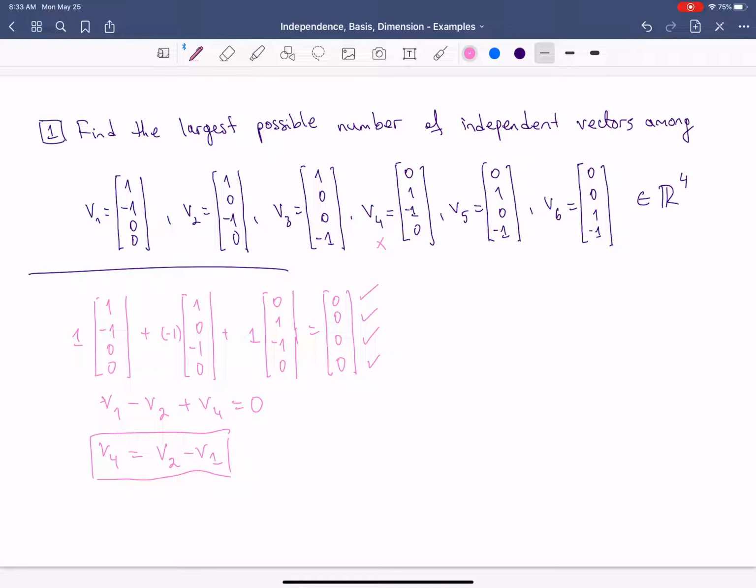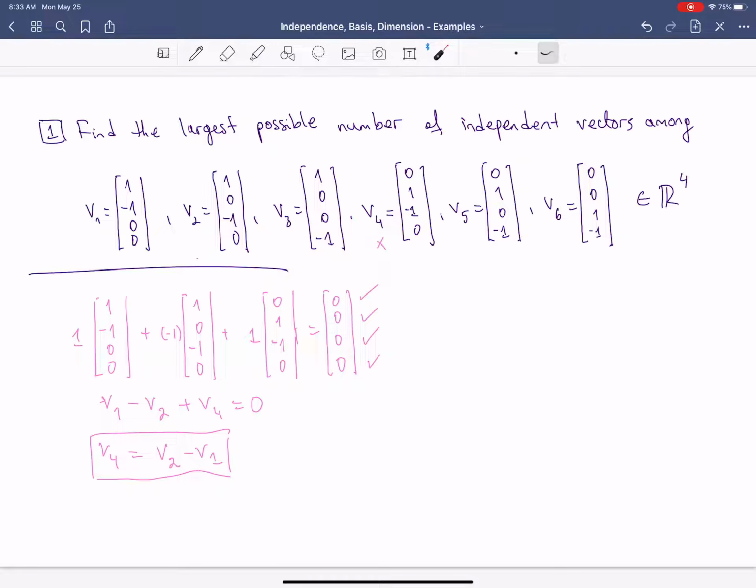All right, now let's consider V5 with a similar idea. No point in looking at V2. Why? Because V5 has a 0 in the first component, whereas V2, well, I'm wrong here. There might be a point in looking at it. So, can I express V5 as a combination of V1, V2, V3? That's the question. And then can I express V6 as a combination of V1, V2, and V3?